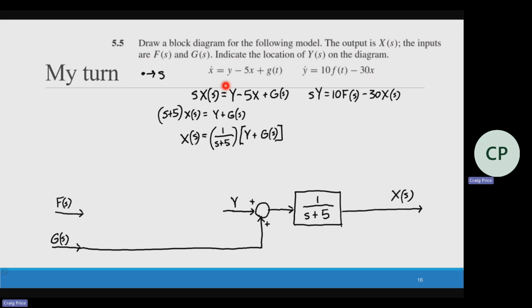But now what do we do? I got half of the system. I left off on y. That needs a connection. How can I solve for y? Is it pretty easy? Do I have a y in the other equation? How can I isolate y? I can divide both sides by s. So we have 1 over s times 10f minus 30x.